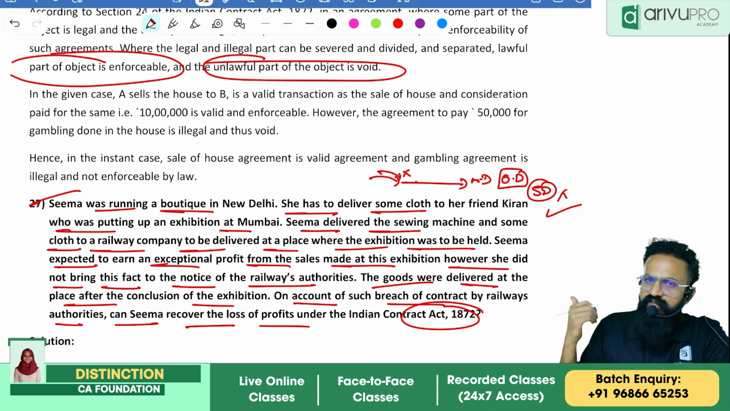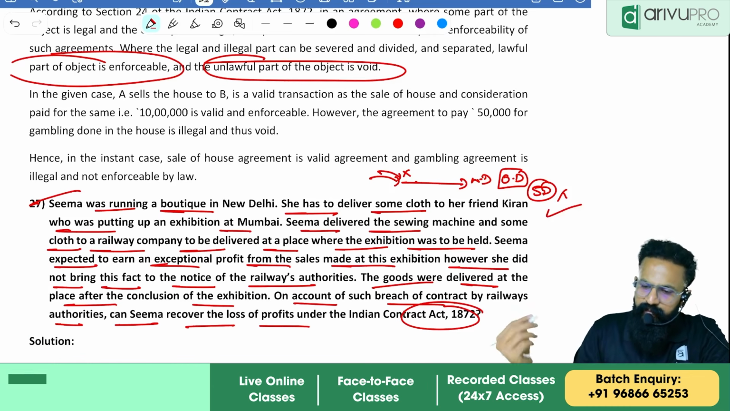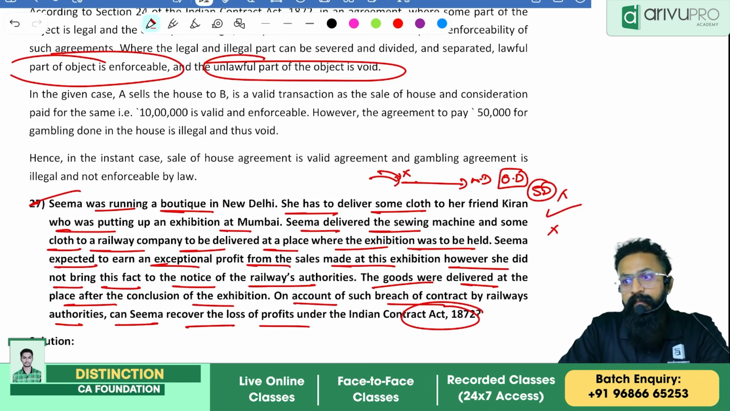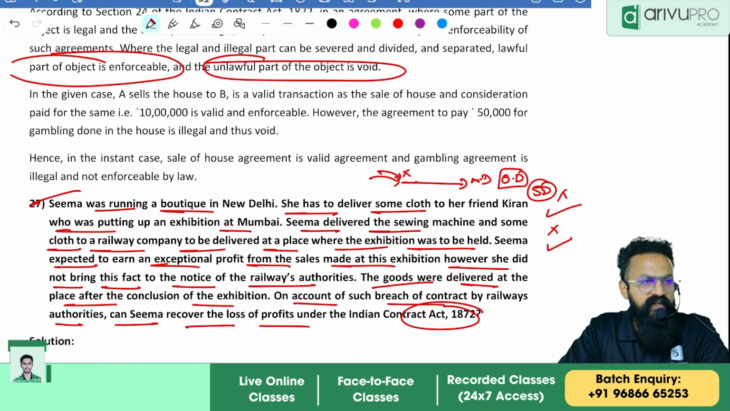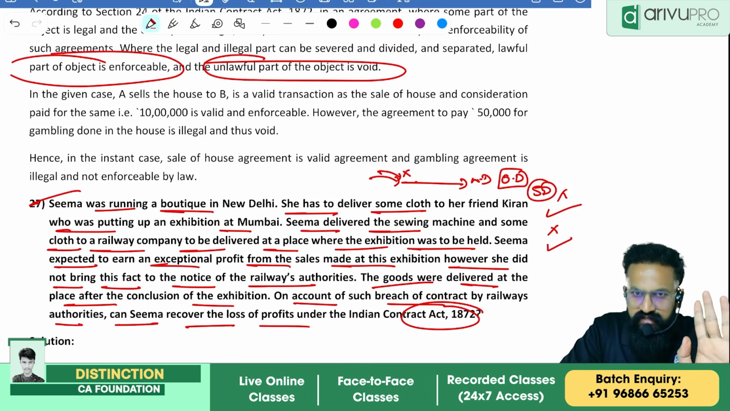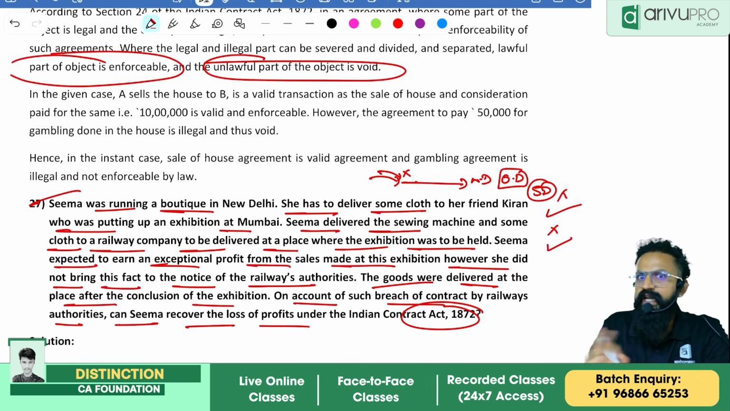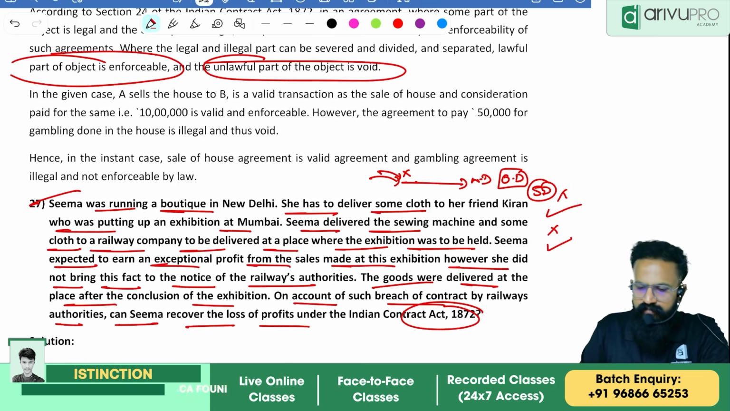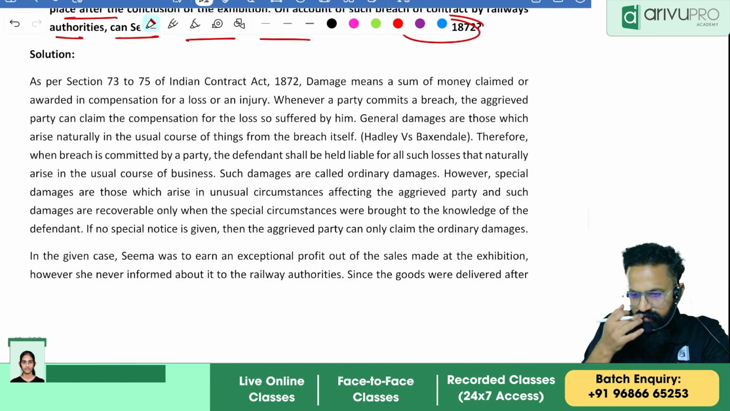Understood? So in this case, can she claim the damages, the profits? Answer is no. But is the railway authorities liable? Answer is yes. But whatever is naturally related to that, for that they will be liable, but not for the profit that she has lost. Agreed? Because it is not directly related to what they have not done. Agreed? Yes.